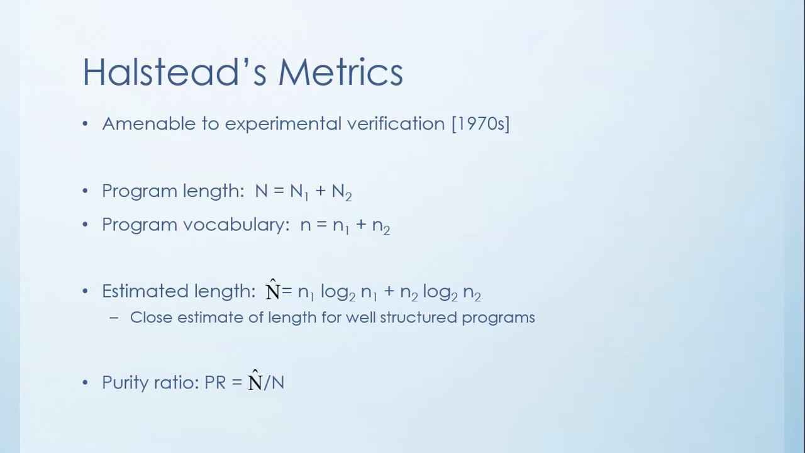The next measure that Halstead proposes is what is known as the purity ratio, which is the ratio of the estimated length to the program length.